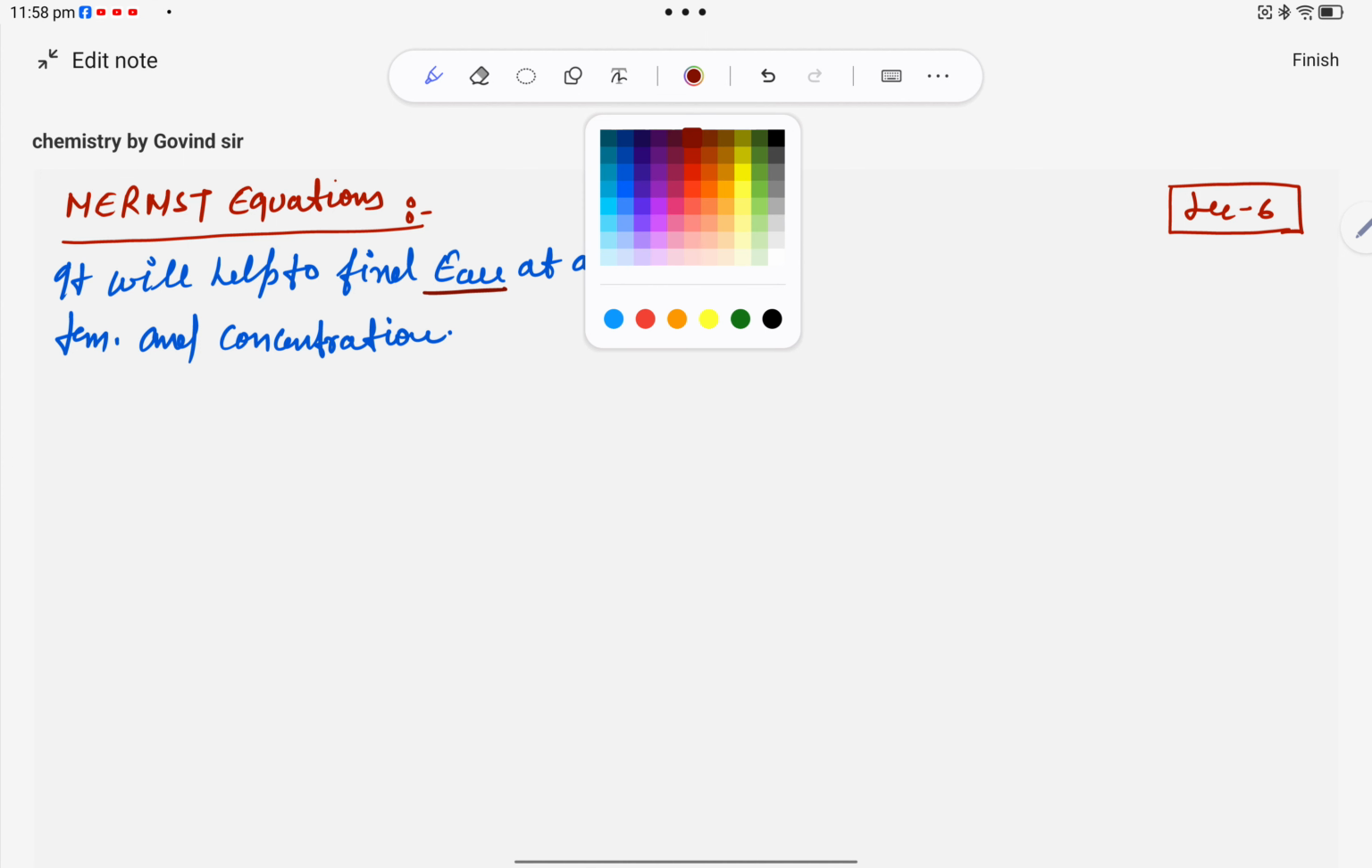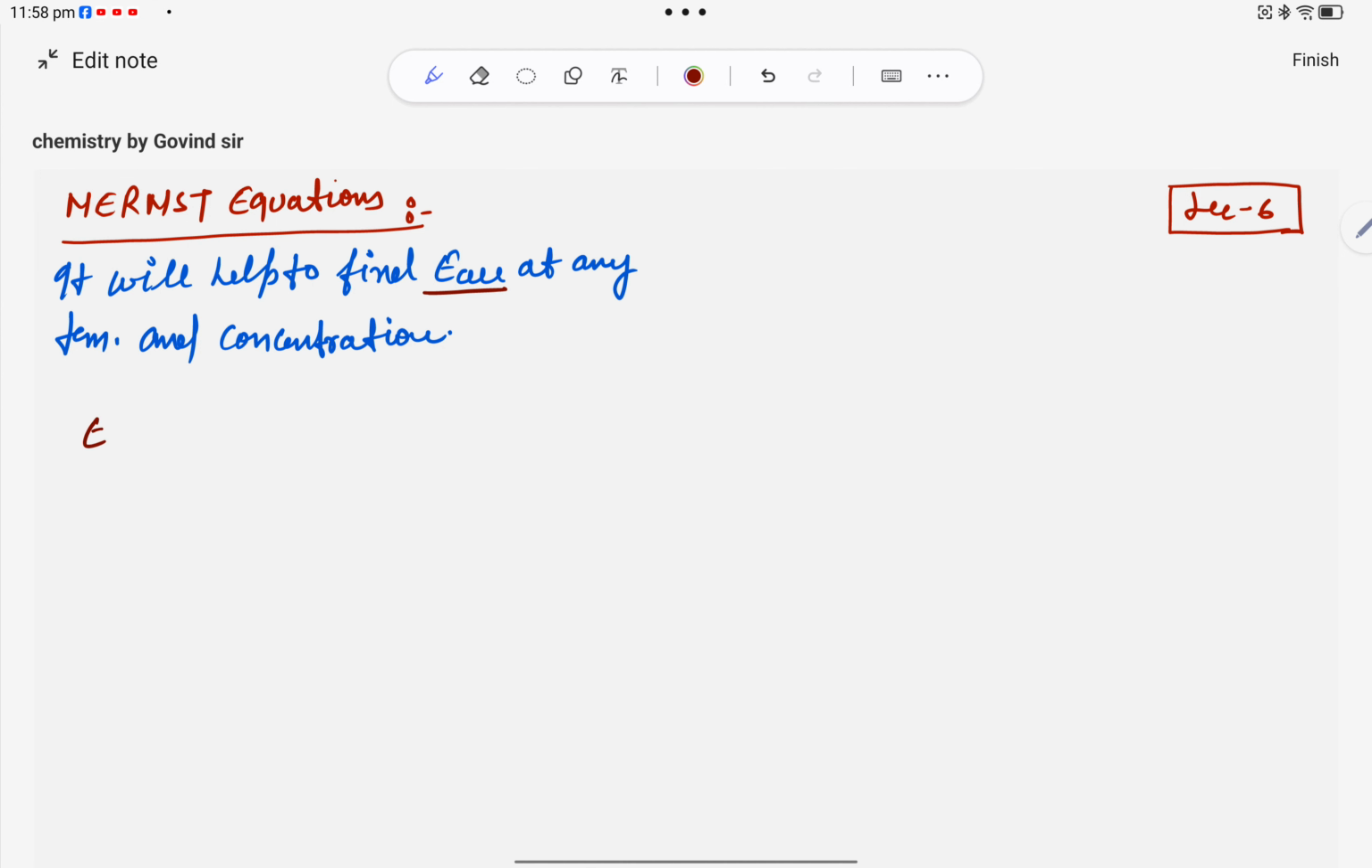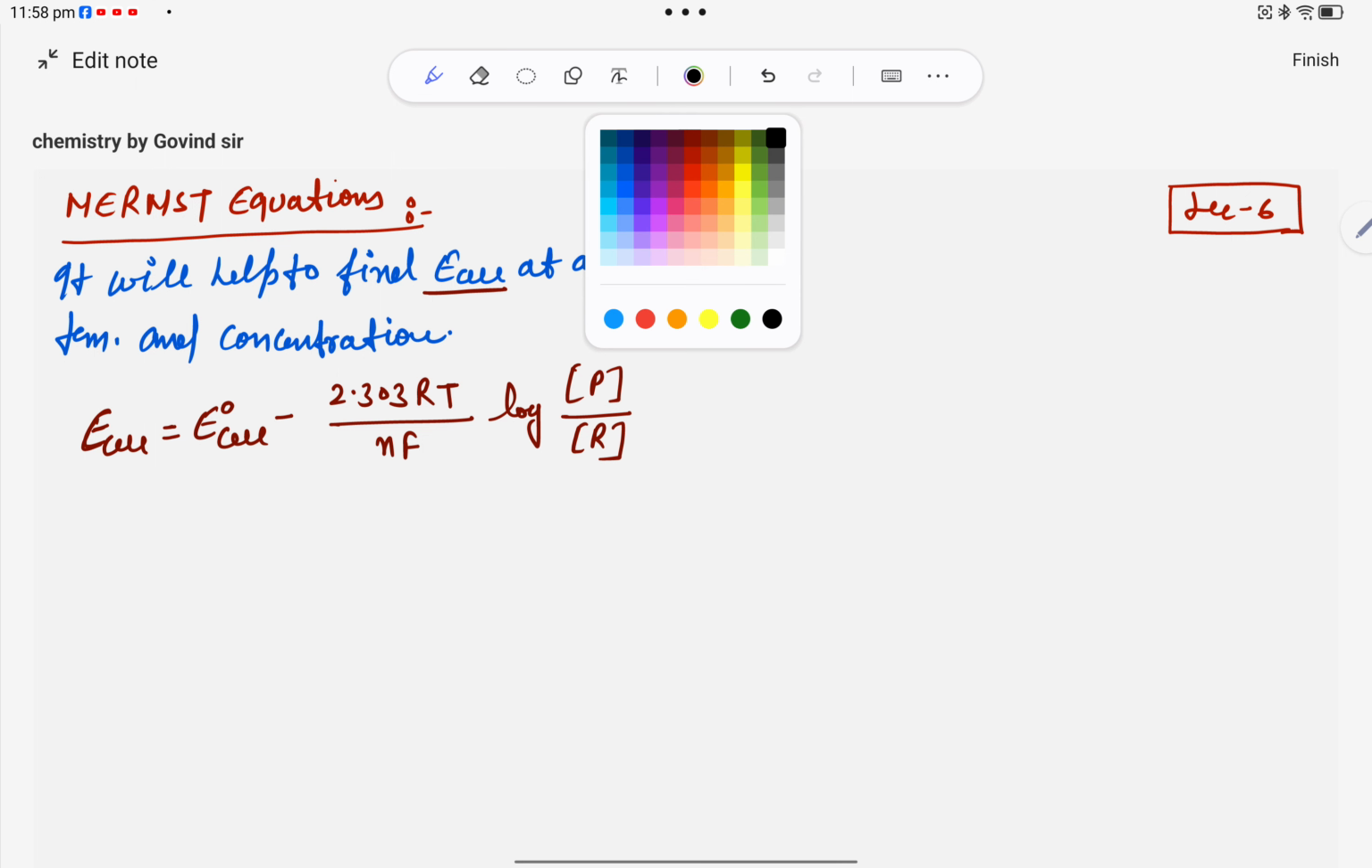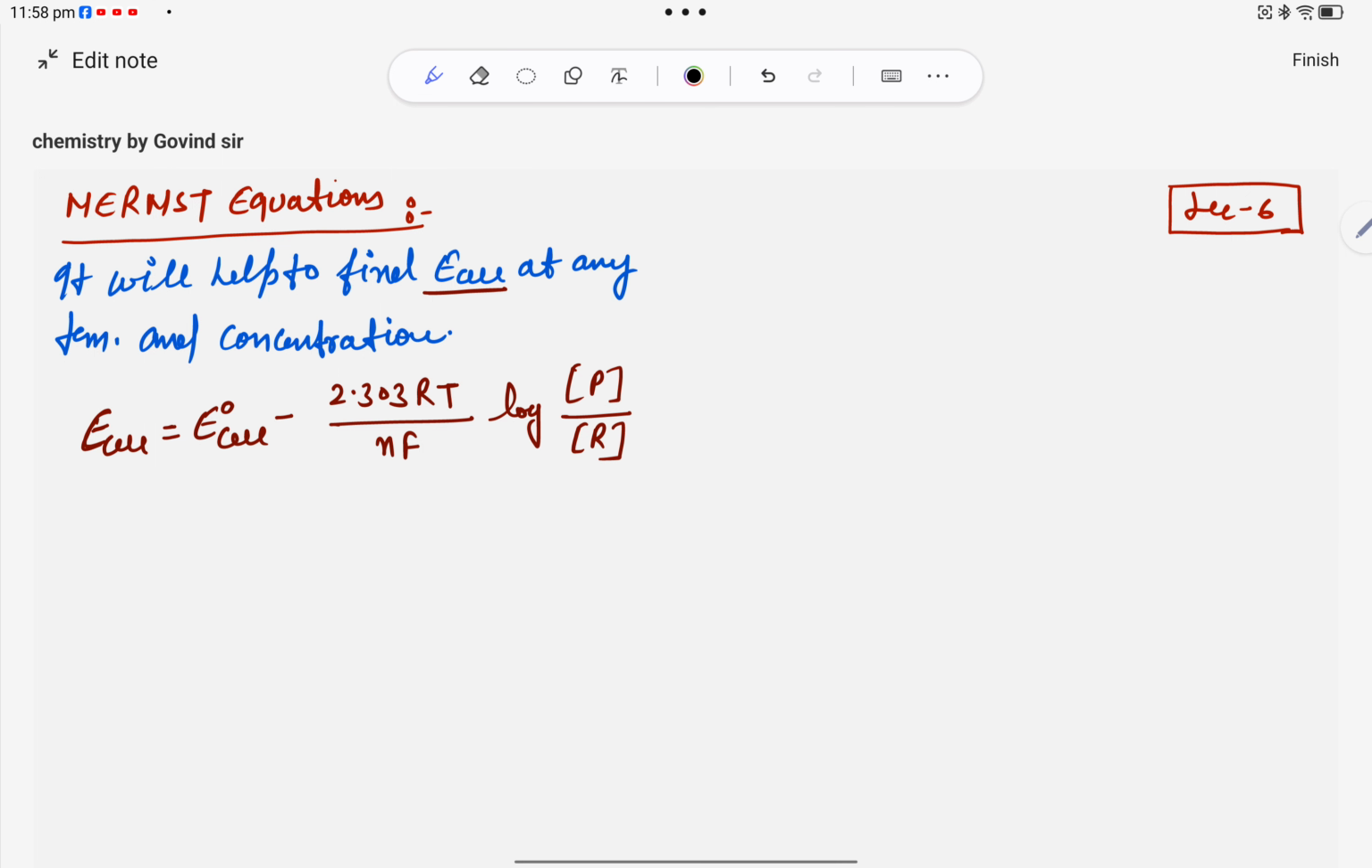What is the Nernst equation, children? Check it. It is E cell is equal to E naught of cell minus 2.303 RT upon NF log concentration of product upon concentration of reactant. That formula we have to use.